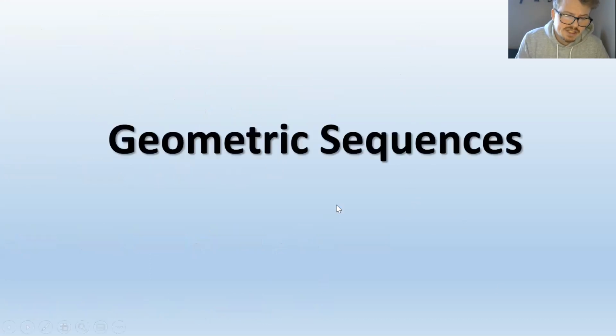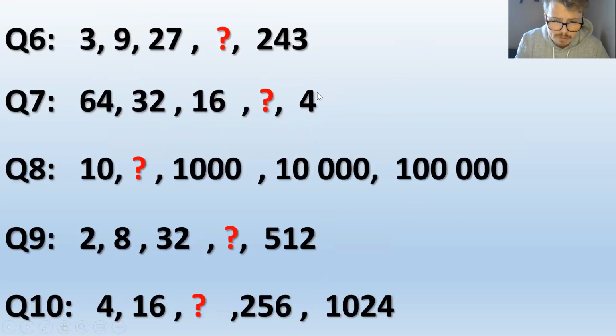So the next section is the geometric sequences, and this is where the value multiplies or divides by the same amount every time. So if I look at question 1, I need to figure out how this first number is being multiplied to get to the second number. So I know I need to multiply 3 by 3 to get 9. And to prove it's correct, if I multiply 9 by 3, it's 27.